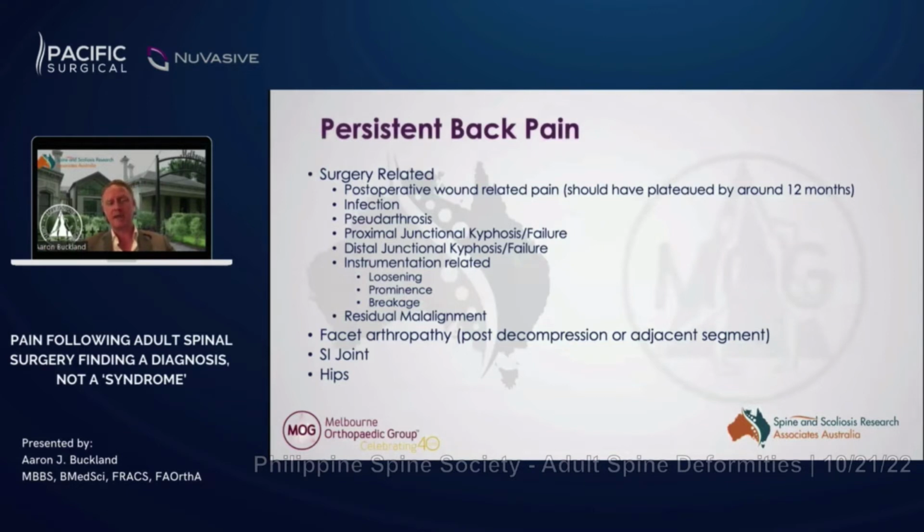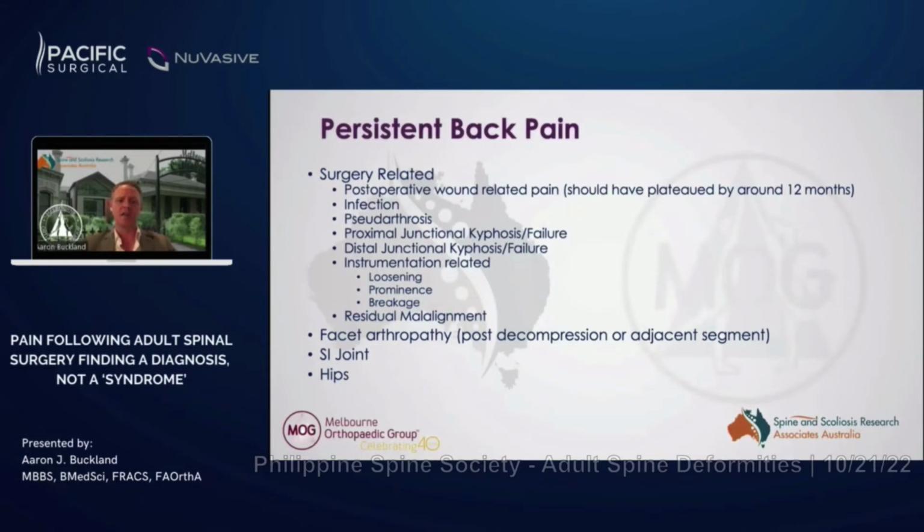I always think about infection first and foremost, pseudoarthrosis, and this is something that I see missed all the time in my practice. Proximal junctional kyphosis or failure, equally so at the distal junction. This can occur if you haven't fused to the pelvis. And then instrumentation-related complications, being loosening, breakage, or prominence. Don't forget residual malalignment. Although it's not always possible to get perfect corrections, we need to be mindful that maybe we didn't hit our targets.